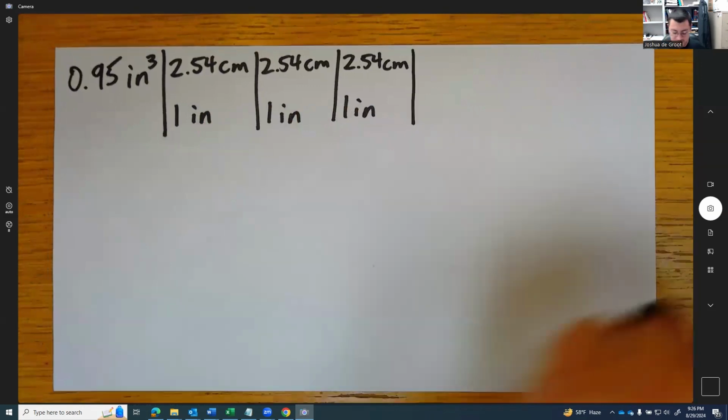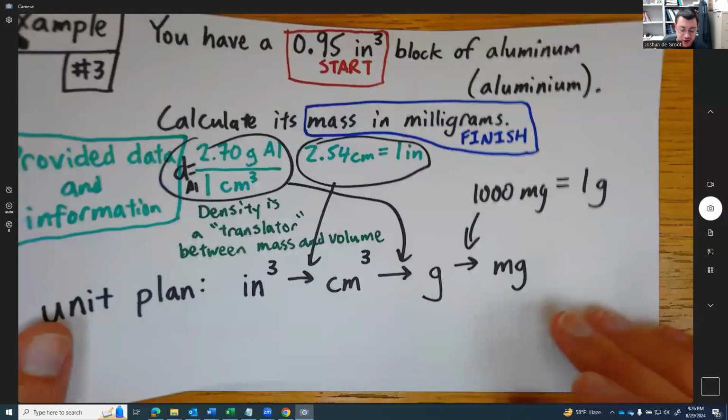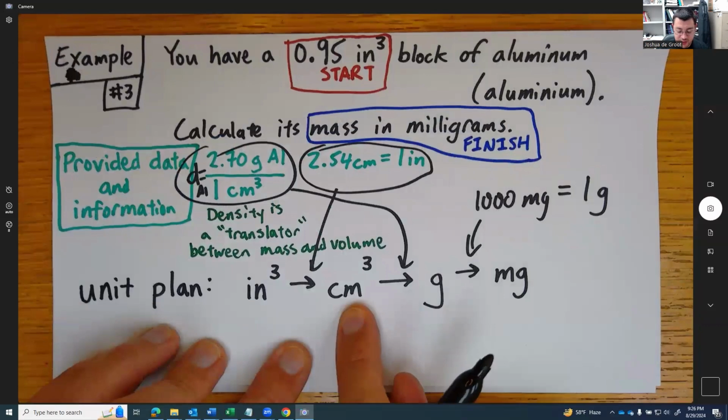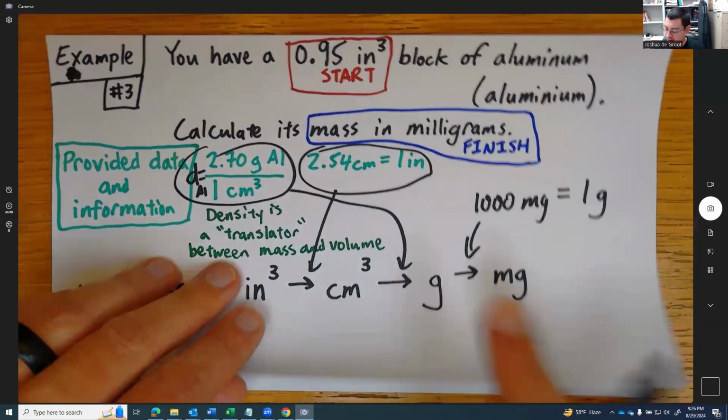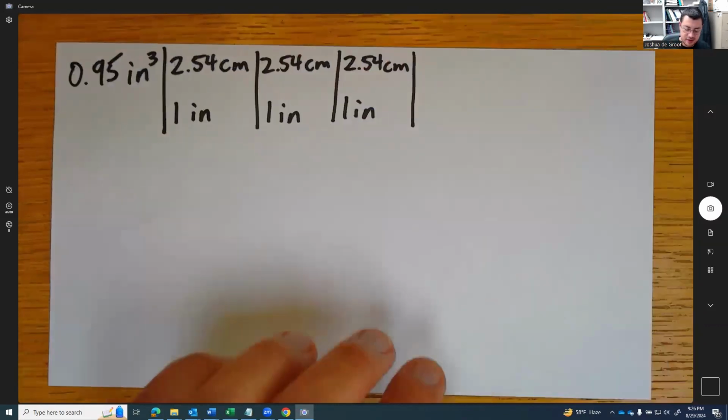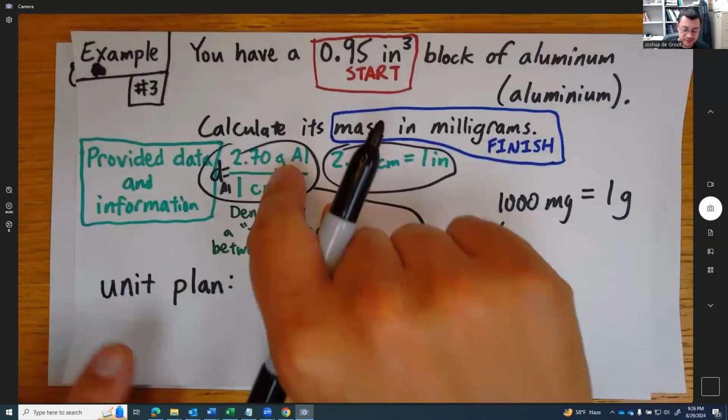All right, I forget where I'm going. Let's go back to our unit plan. All right, we got cubic centimeters now. We got to go to grams. Okay, we can do that. We have the good old density of the aluminum.